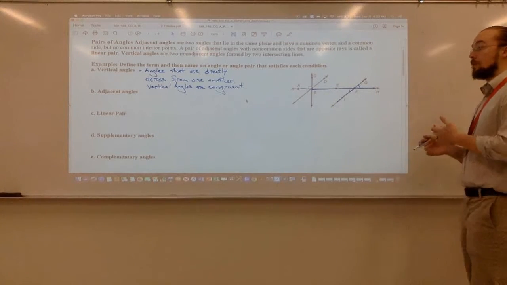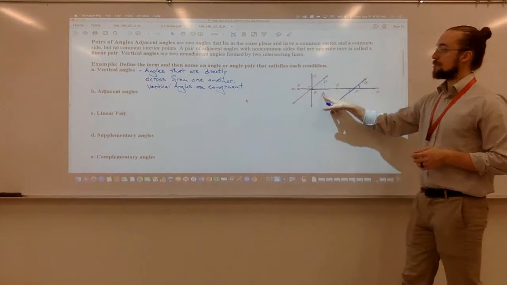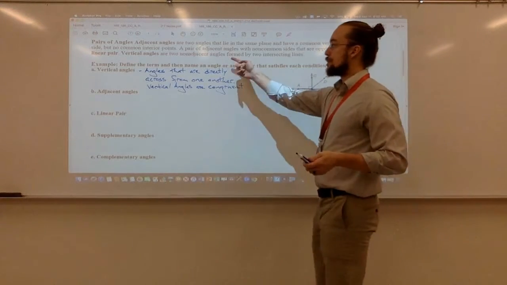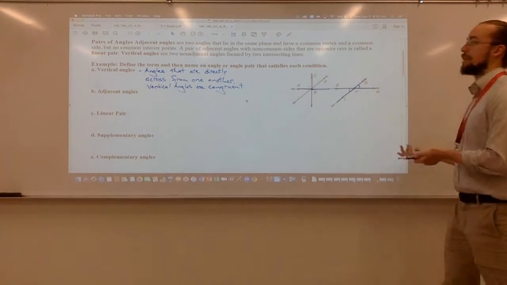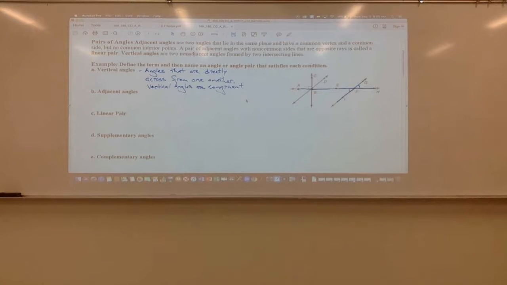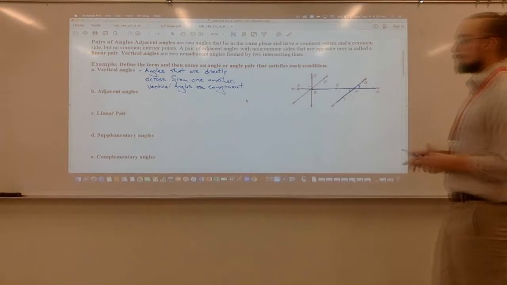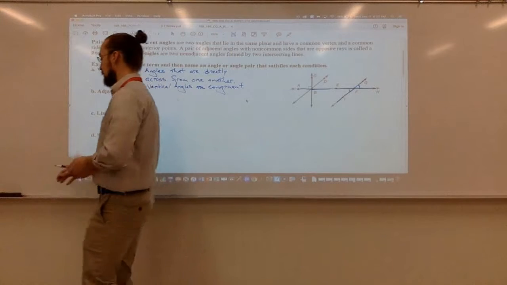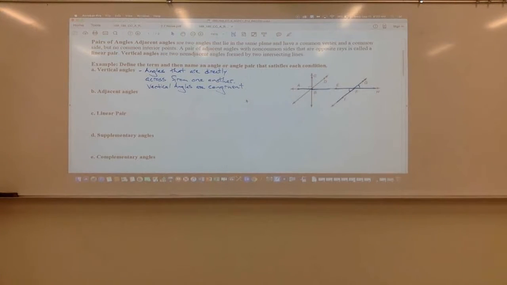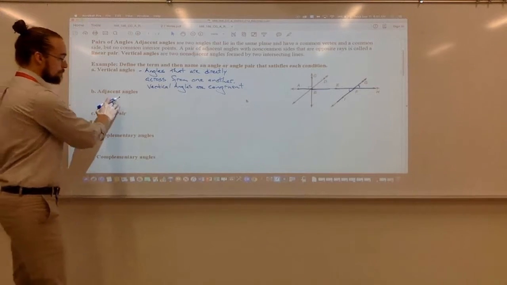So vertical angles share a common vertex. There's a technical definition: two non-adjacent angles formed by intersecting lines. But in terms of just visually seeing what's going on, they're angles that are right across from each other, and they are always going to be congruent.